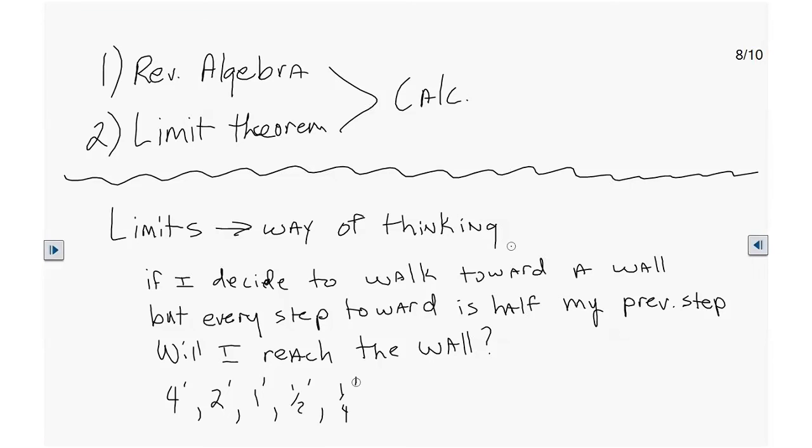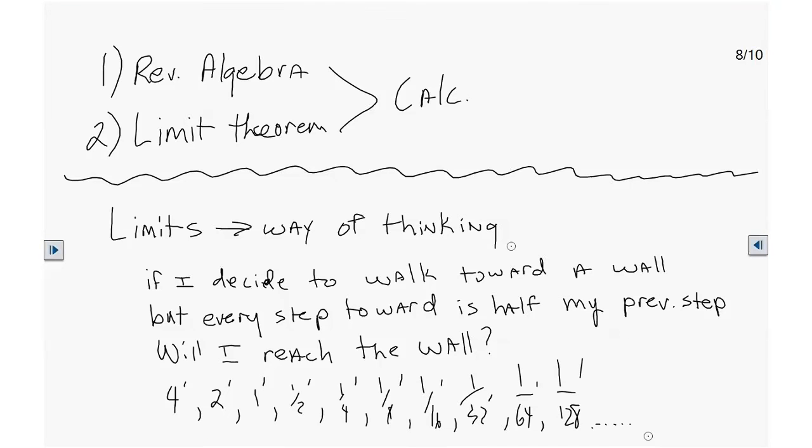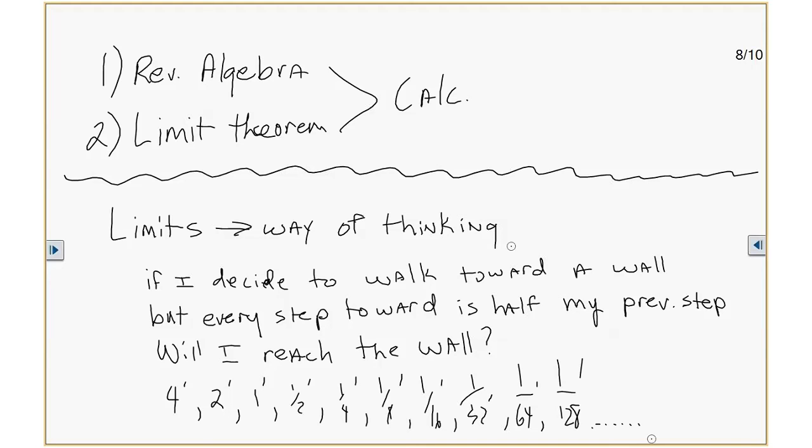1/2 foot, or 6 inches. Then what? 1/4 of a foot? 1/8 of a foot? 1/16 of a foot? 1/32nd of a foot? 1/64th of a foot? 1/128th of a foot? And so on. Will I ever reach the wall? You never will. Mathematically, you never will touch the wall.